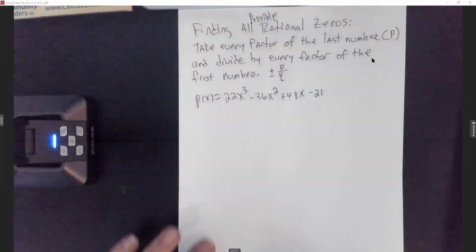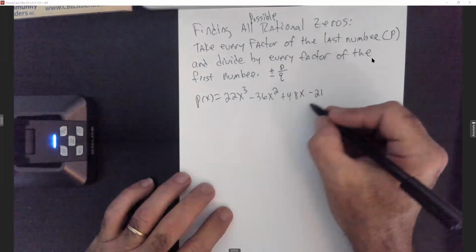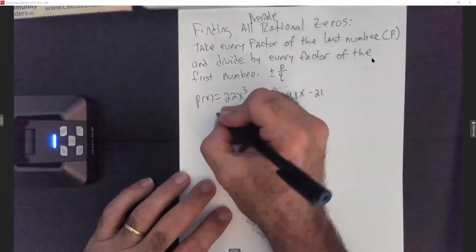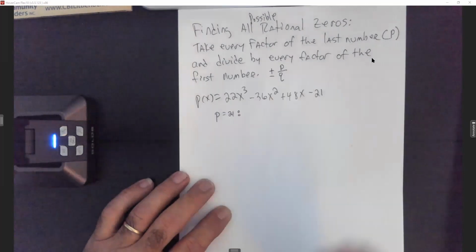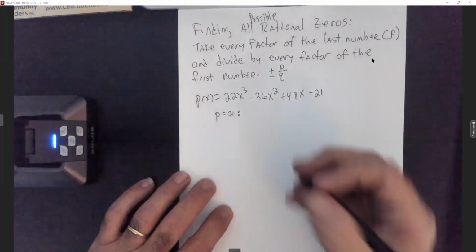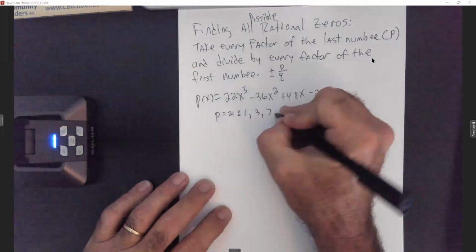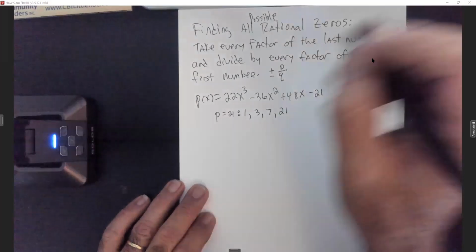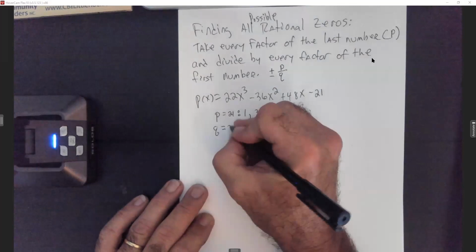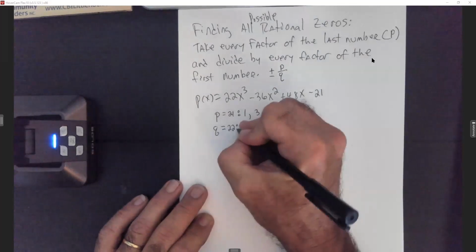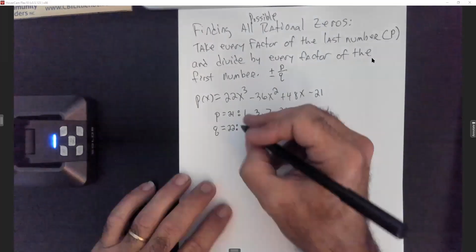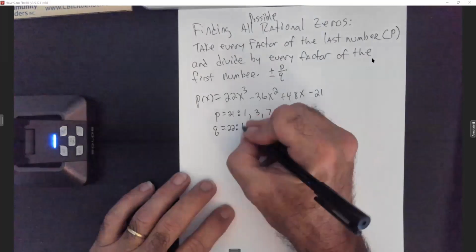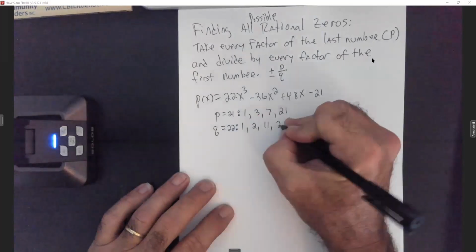So what you want to do is figure out your P, which is the last number. So P is 21. So all the factors of 21 would be 1, 3, 7, and 21. Then we find all the factors of Q, which is the first number. That's going to be the 22. So let's see, factors of 22 would be 1, 2, 11, and 22.